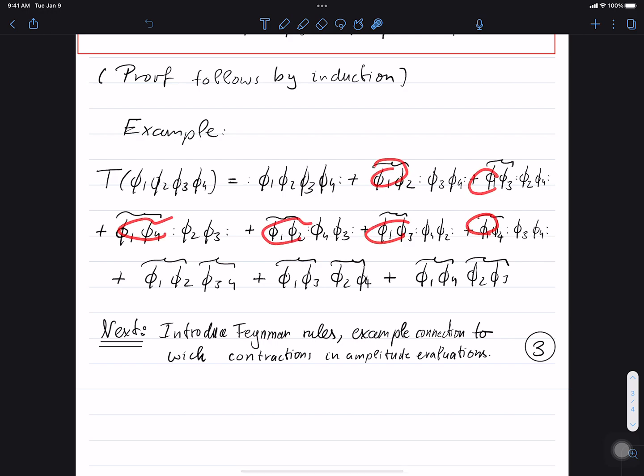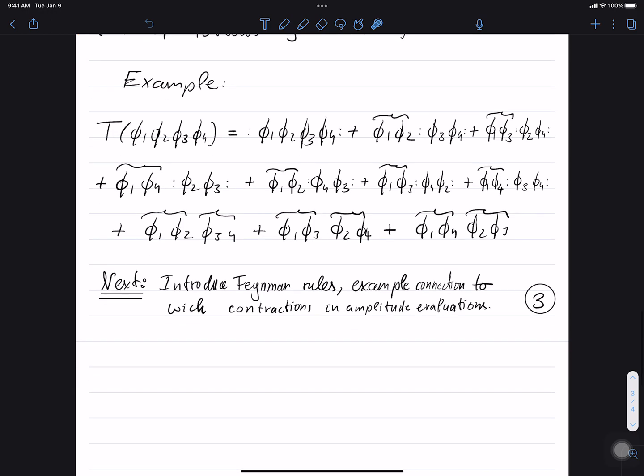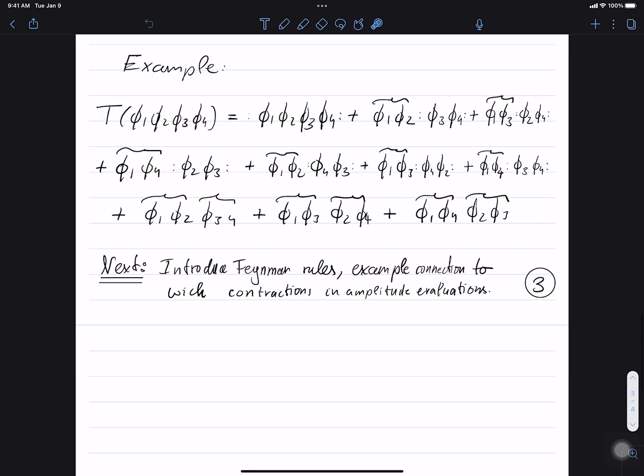Here we have 6 of them, and then we also have the possibility to contract twice two fields with each other, and there are 3 possibilities to contract. For example, 1 and 2 and 3 and 4 here, then 1 and 3 and 2 and 4 here, and 1 and 4 and 2 and 3 here, 3 other possibilities. So this is an example of the Wick theorem applied to a product of 4 fields.